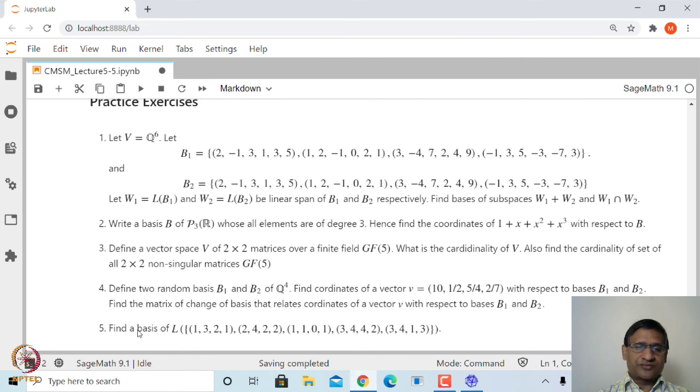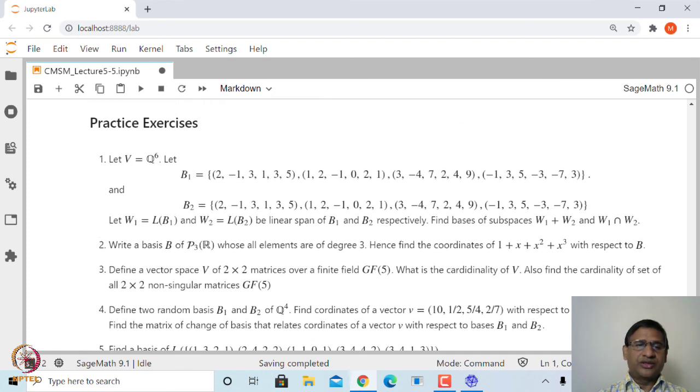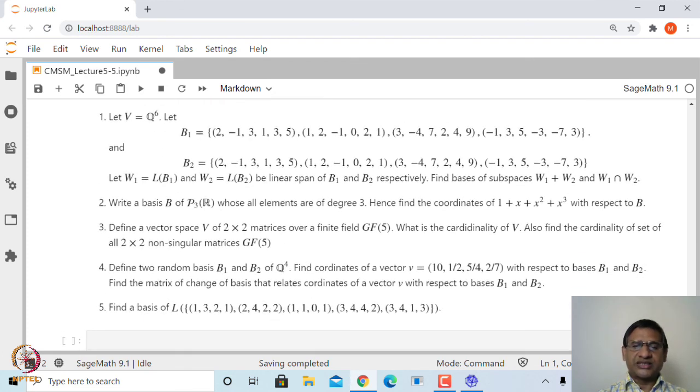And the last question is to find a basis of L of this. That is again quite easy. So these are very simple exercises.